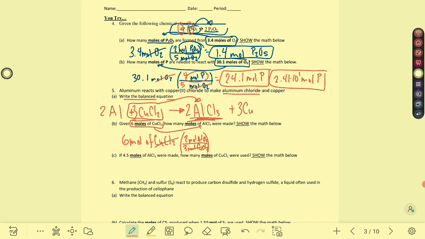Moles of copper chloride cross off, and I'm left in moles of aluminum chloride, which is what I needed to get to. So you're going to take 6 times 2, which is 12, divided by 3, and you're going to get 4 moles of aluminum chloride, and you have 1 sig fig to work with.